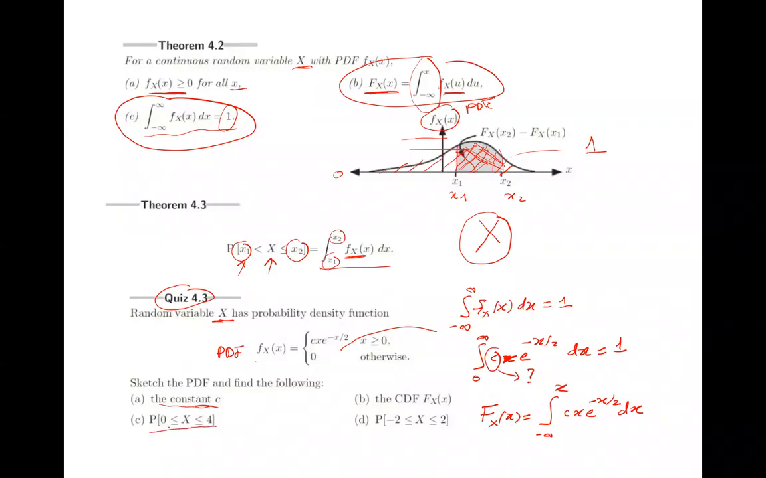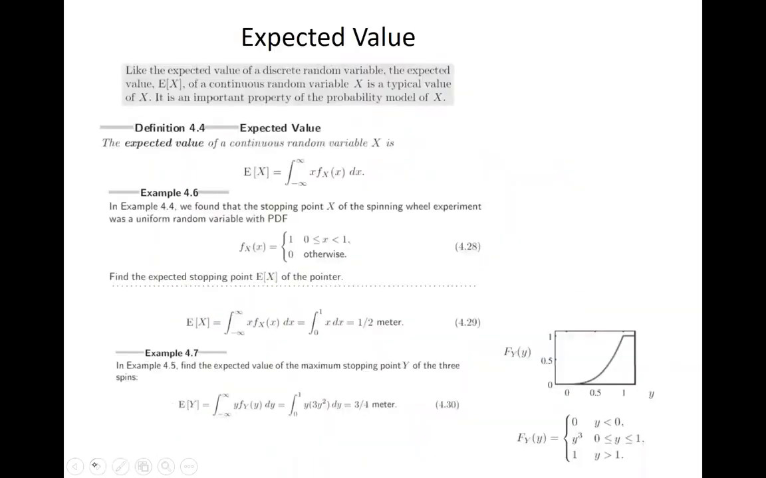Next, the probability that x is between 0 and 4. To find this, we can integrate fx from 0 to 4, which gives us the probability that x is greater than or equal to 0 and less than or equal to 4. Similarly, we can determine this. As you see, in most of the questions or examples here, you should use either integration or differentiation.